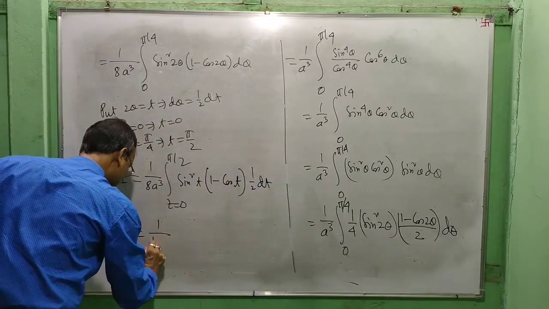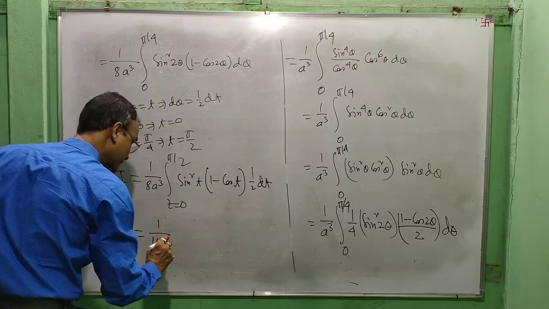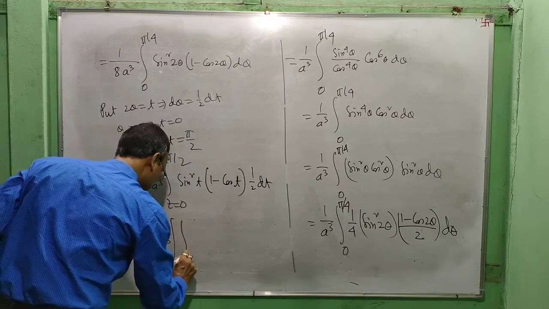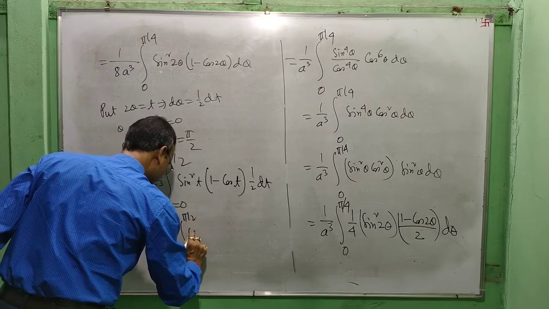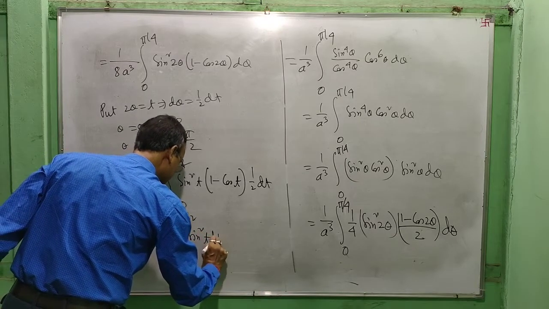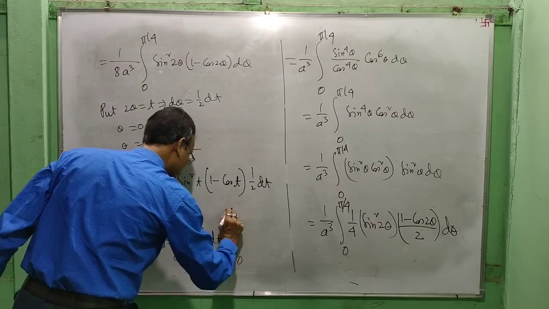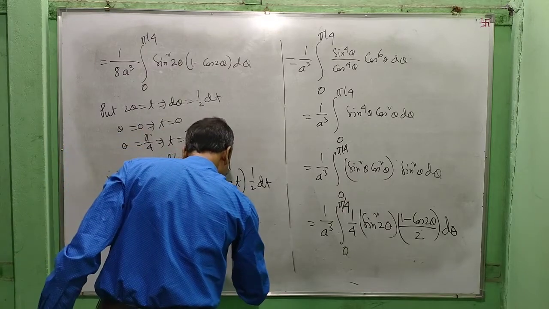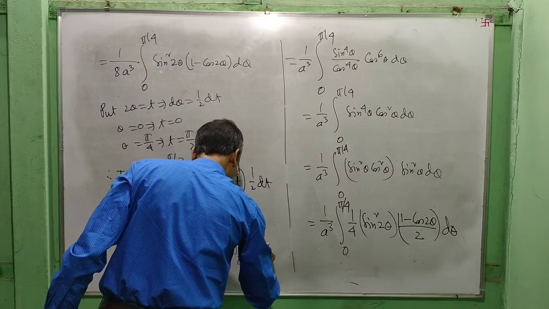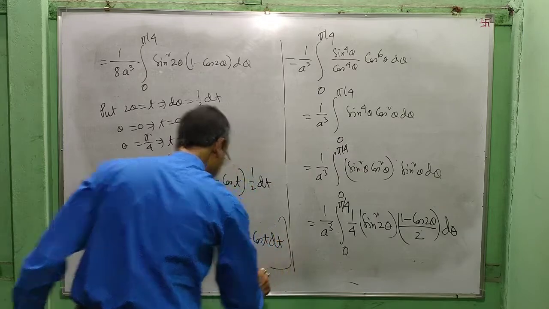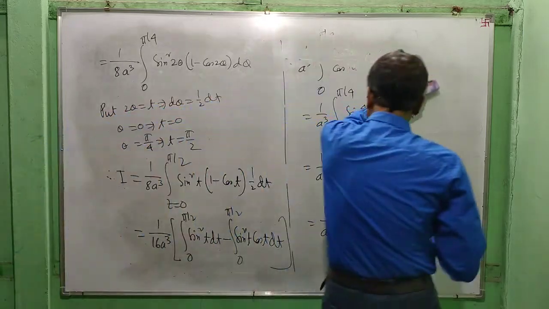This is equal to 1 by 16 a cube, 0 to pi by 2 sine square t dt minus 0 to pi by 2 sine square t into cos t dt.